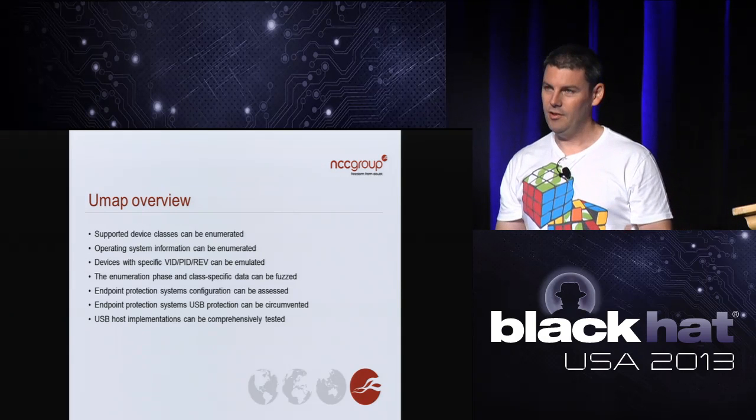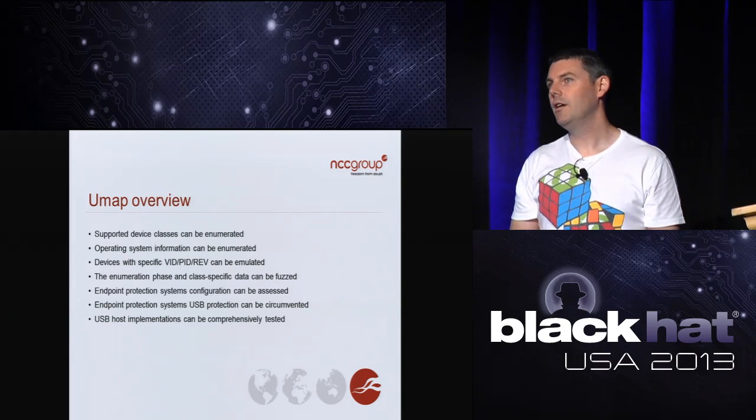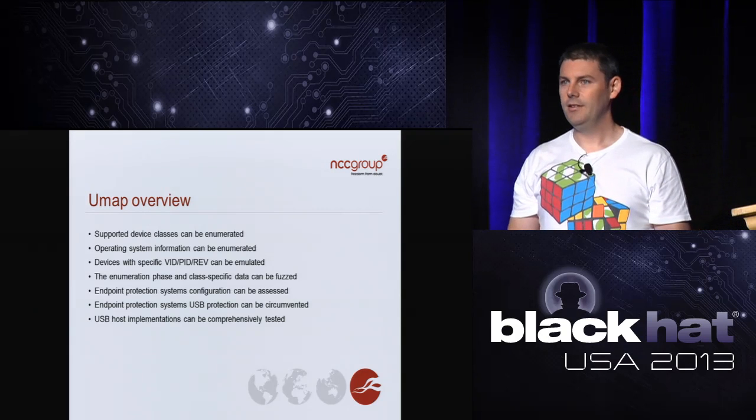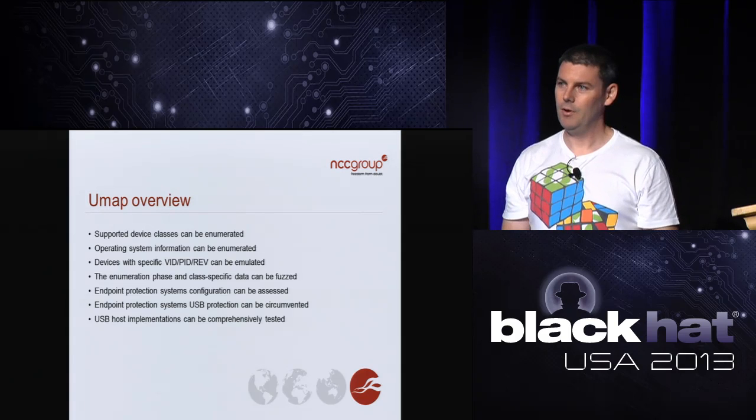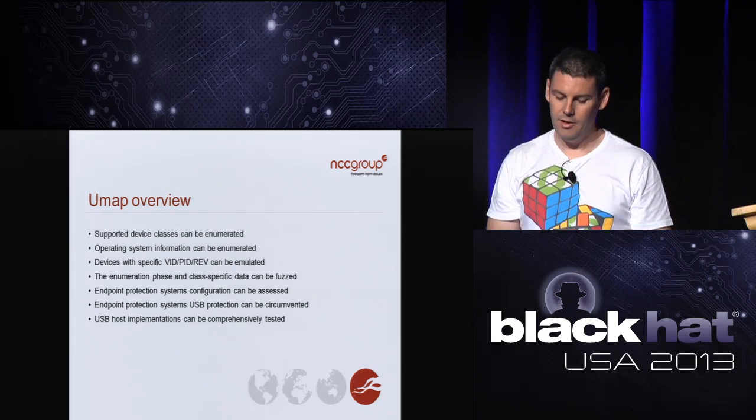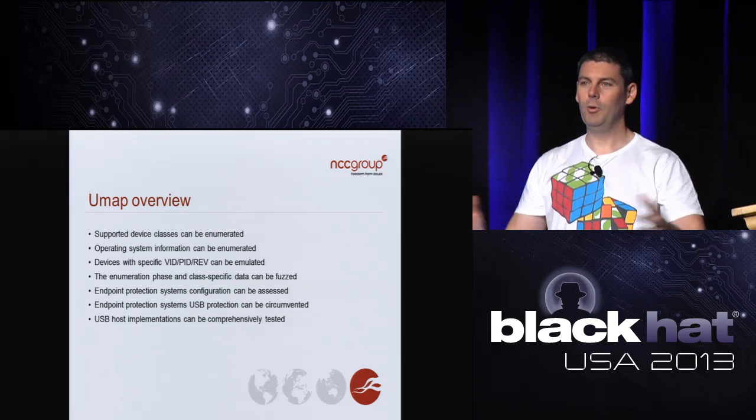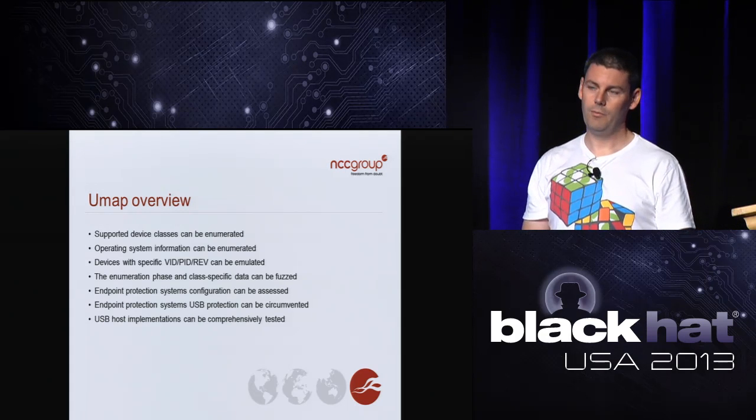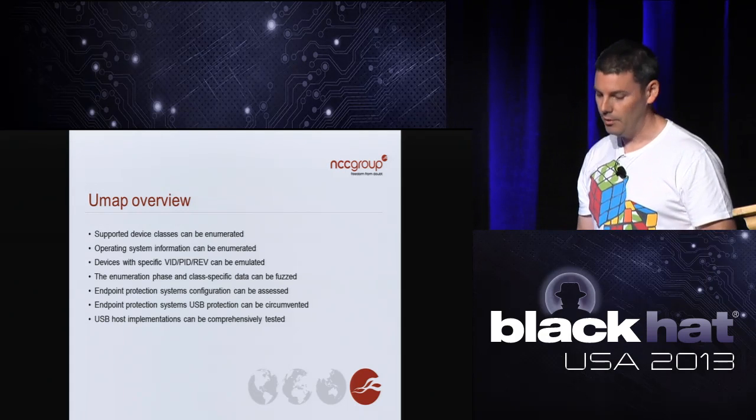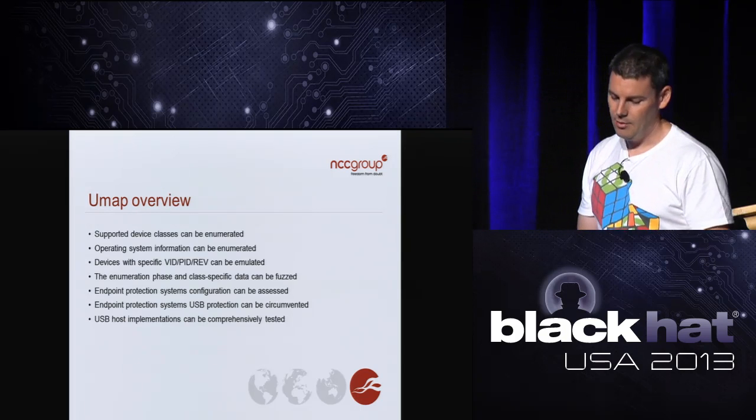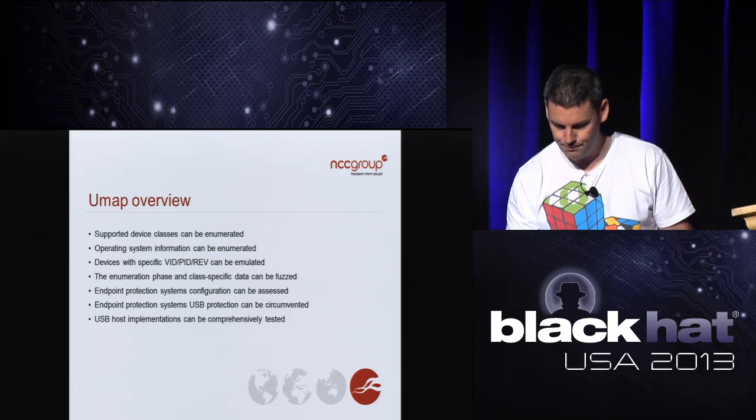You could also potentially circumvent it. So for example, if you know that only a certain vendor of USB device is allowed by the company, you can emulate one of those devices using umap. So if the company had a whole bunch of those, but they didn't provide one of those to you on the test, you can just be one of those devices. So you can comprehensively test USB host implementations.